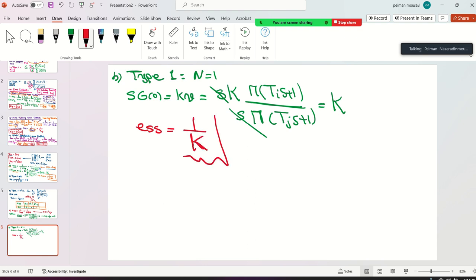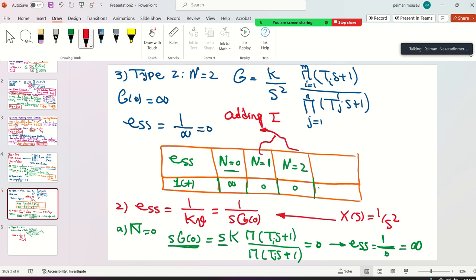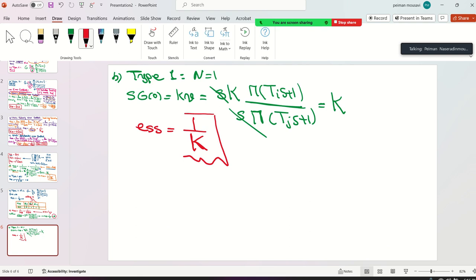Good. From a large, unbounded error signal, by adding an I controller, you take it down to a constant, bounded error signal. When I say N is 1, it means you add one integrator, an I controller. And when N is 2, it is type 2.